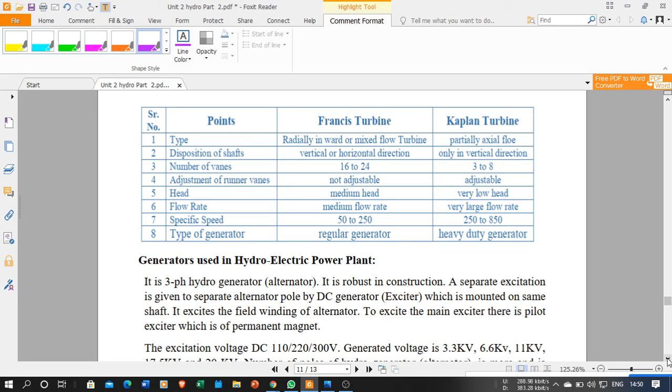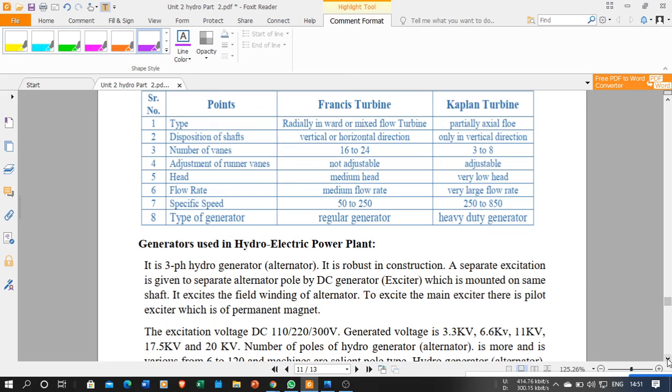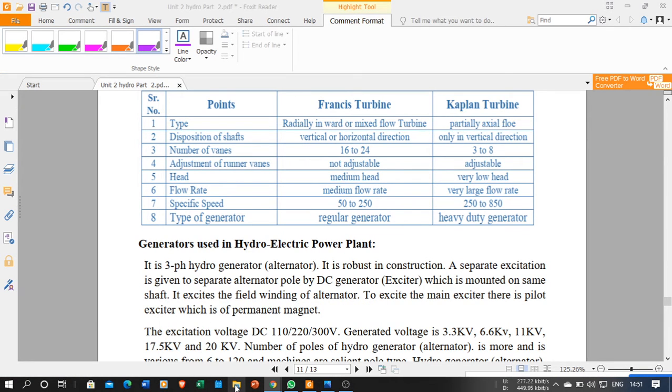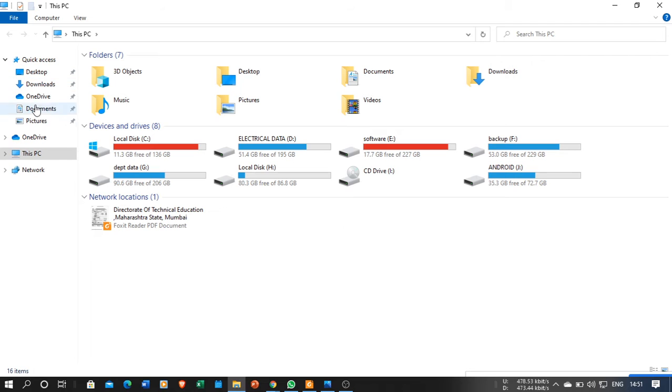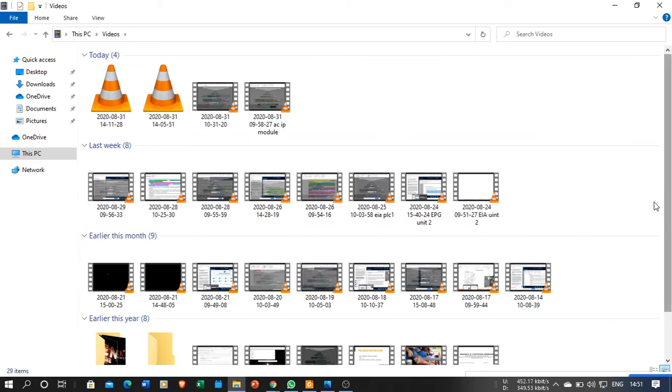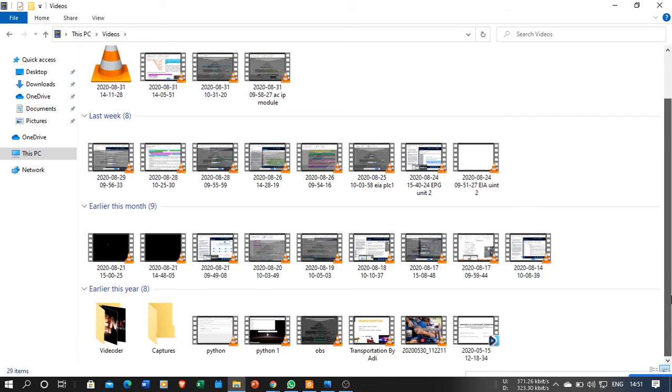So these are certain differences over there. Now, which type of generator is used in the hydroelectric power plant? Before going for this, I will just show you a certain video in which you will find out the applications of this one. Just wait.